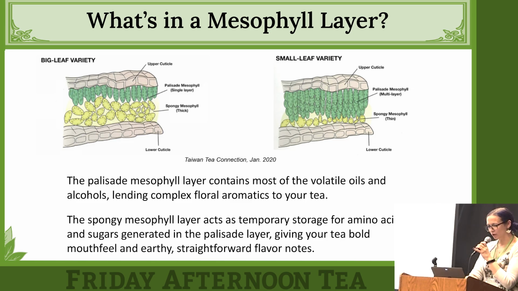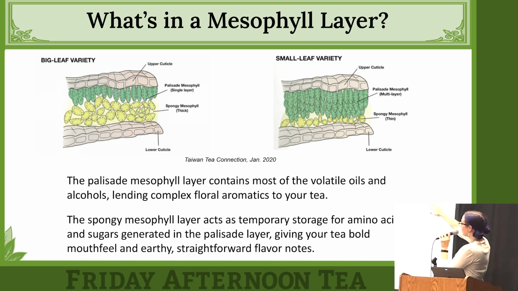Let's give you some words to go along with those visuals. All right, so the palisade mesophyll layer here. Each of these is its own cell. The palisade mesophyll, these are the tidy, fussy ones, right? They're in nicely organized little columns, yeah? And they are the ones that take all of the photosynthesis information and transform it.